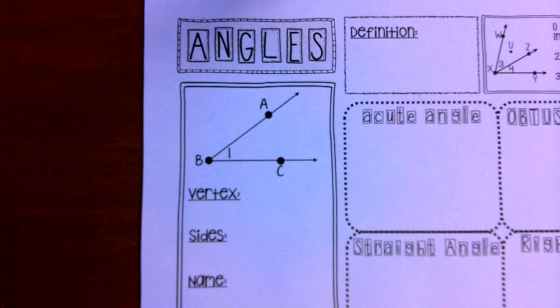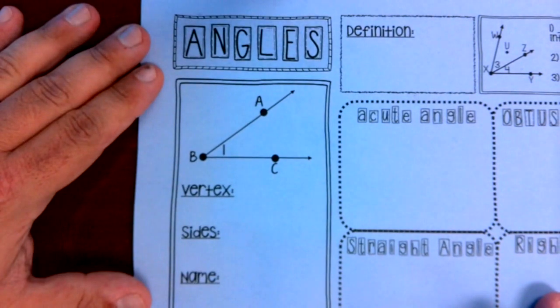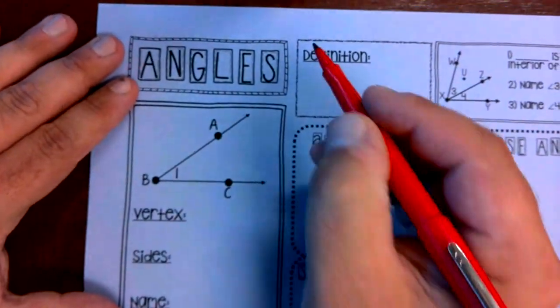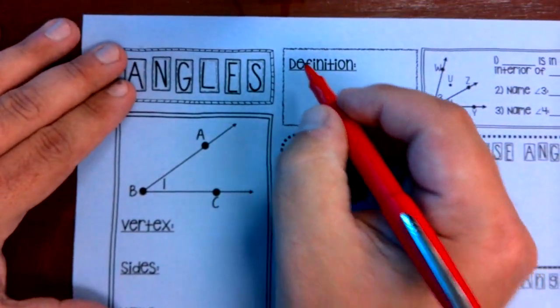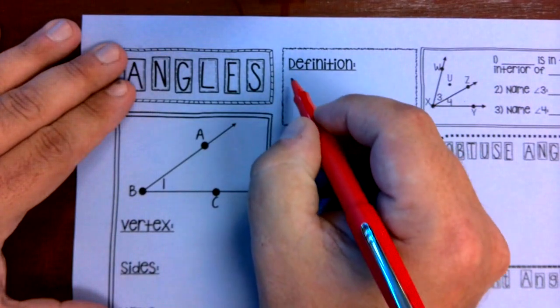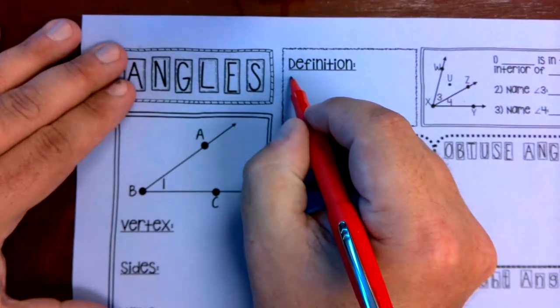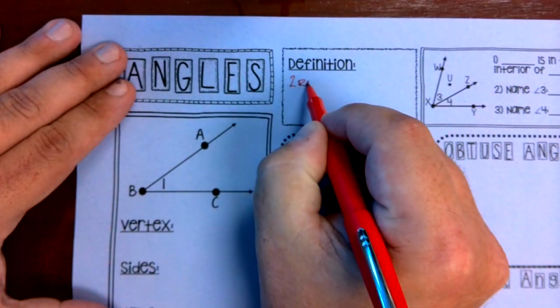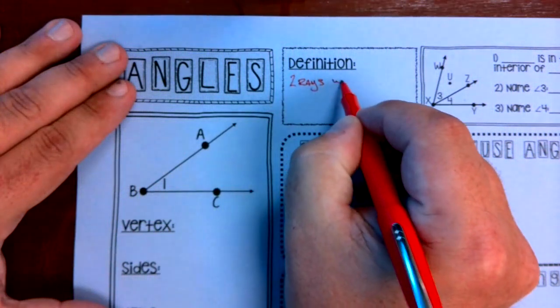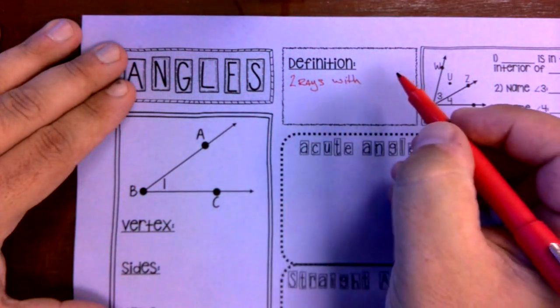Okay, so today we're going to talk about angles a little bit, just a lot of different things. We'll start with our definition here. Definition for an angle, we're going to say it's two rays with a common endpoint.